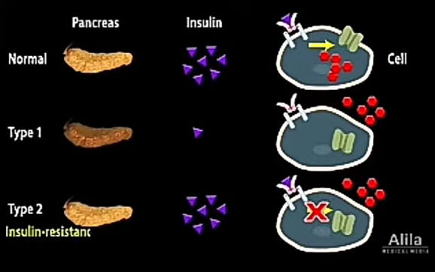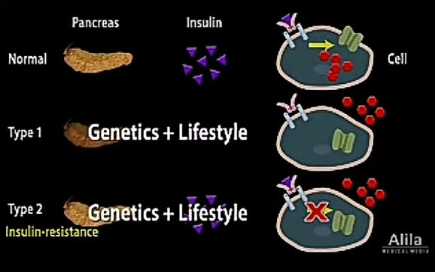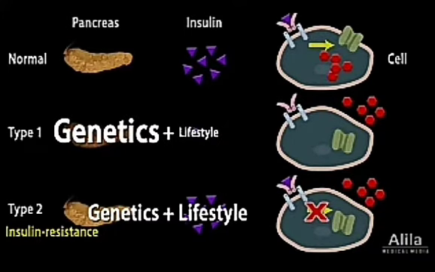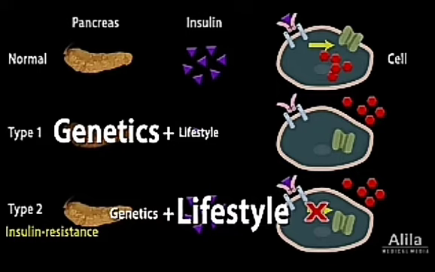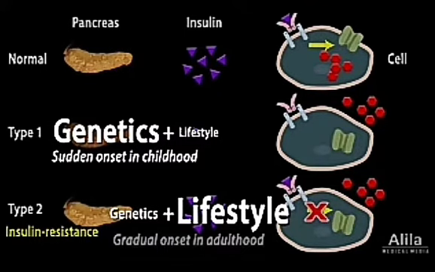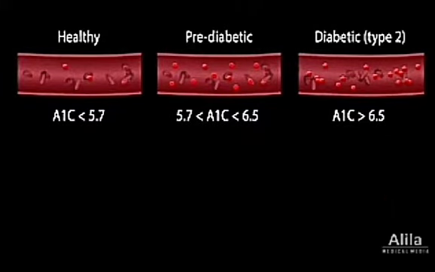They are insulin resistant. Both types are caused by a combination of genetic and environmental factors, but genetics plays a major role in type 1, while lifestyle is a predominant risk factor for type 2. For this reason, type 1 diabetes usually starts suddenly in childhood, while type 2 progresses gradually during adulthood, going through a so-called pre-diabetic stage, which is defined as borderline blood sugar levels, higher than normal but lower than diabetic.